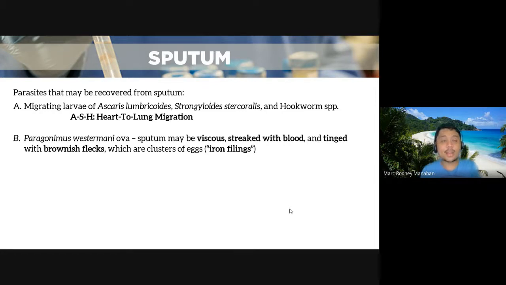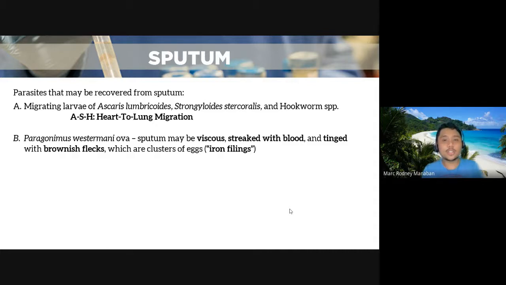Next, you have Paragonimus westermani ova. If you can recall, the common name of Paragonimus westermani is the oriental lung fluke. Since it targets the lungs, it can be coughed up in sputum. The sputum is described as viscous, streaked with blood, and tinged with brownish flecks. These brownish flecks are the ova of Paragonimus westermani, described as looking like iron filings. Brownish flecks are the clusters of eggs, giving the sputum an appearance of iron filings.